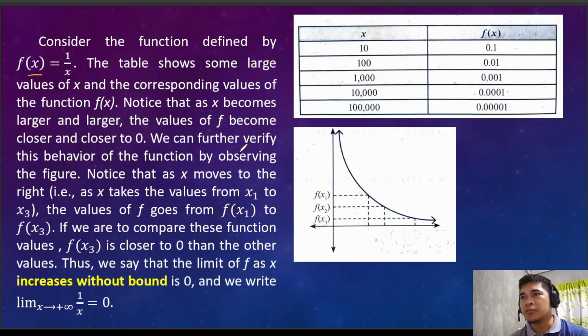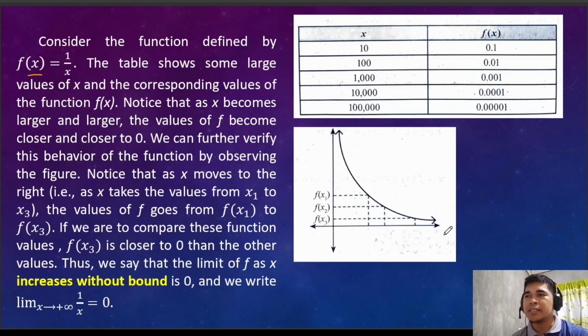So using also the figure below, notice that as x moves to the right, padungad to, take note nga, here 1, 2, 3, nagkadako ang value ni x, from x sub 1, x sub 2, x sub 3. I-compare na to sa f of x sub 1, f of x sub 2, f of x sub 3. Sa dahil nagkadako ang value ni x, nagkaduol ang bend sa f of x padung sa 0.